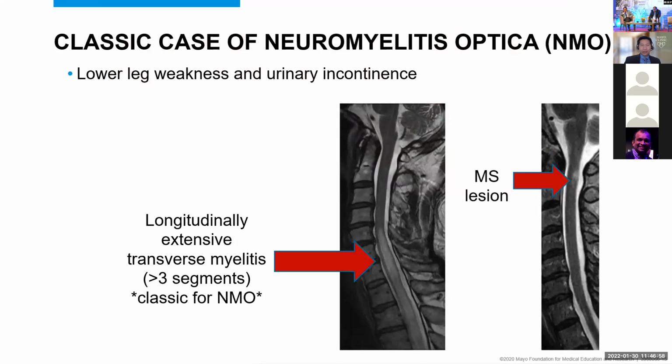You compare that to your classic MS lesion, where you've got a much smaller lesion here, so you can see why NMO tends to cause so much more disability in terms of its attacks. And of course, not surprisingly, this patient was positive for aquaporin 4 antibodies. This patient has aquaporin 4 positive NMO.